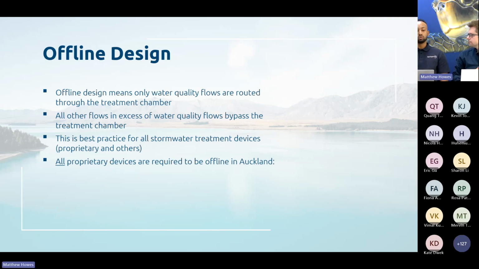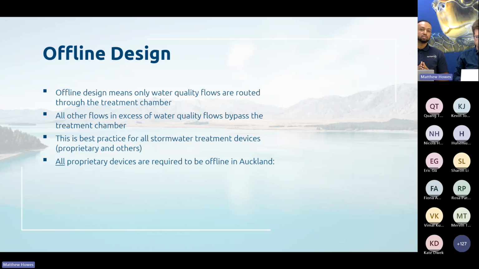So what we can do to avoid or minimize these risks is an offline design. An online design is when you place the treatment device in the stormwater network, and the peak flows are also routed through the treatment chamber. An offline design is bypassing those peak flows around the treatment system. That can be done, for example, using an upstream diversion manhole. So only the water quality flows will be directed to the treatment device, and any flows in excess of the water quality flows will bypass the system.